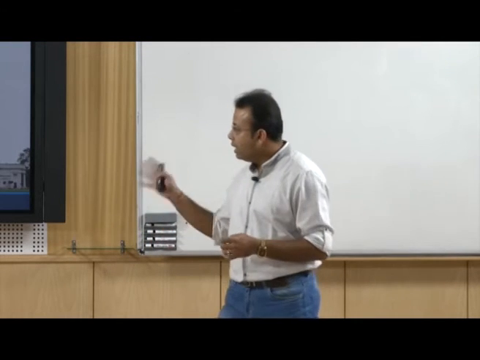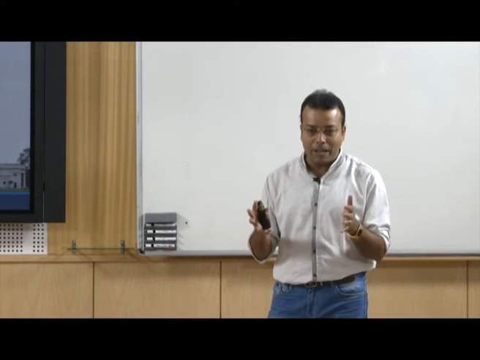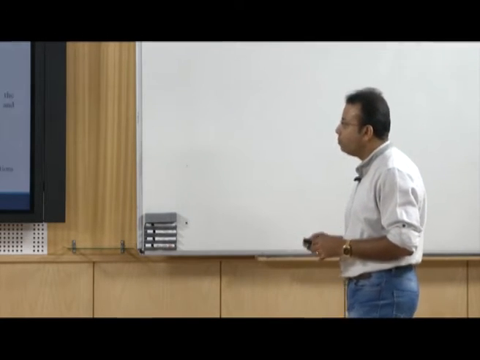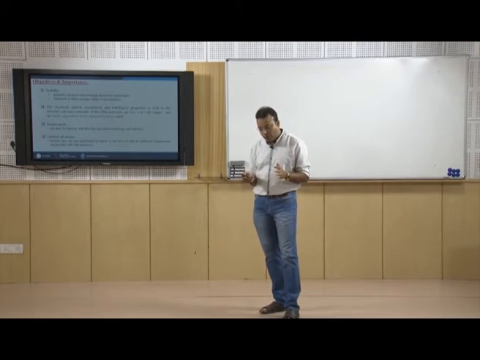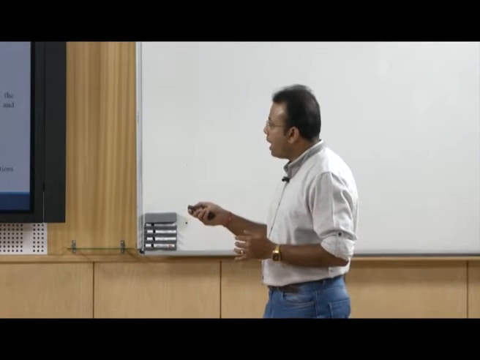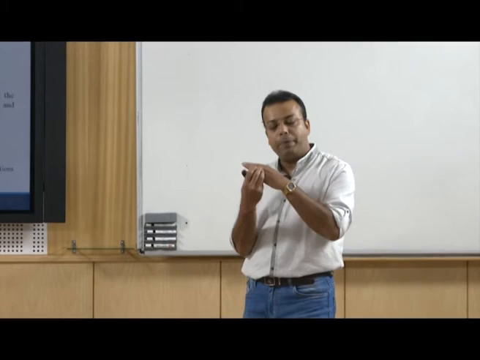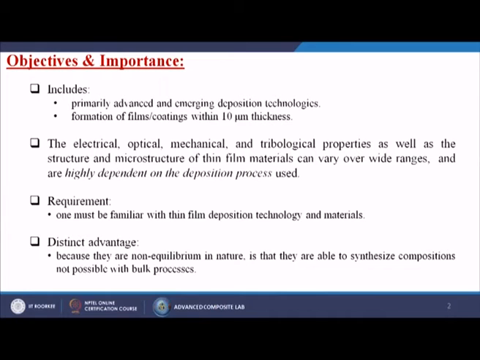Now, in this topic we are going to discuss several types of deposition techniques by which we can deposit materials onto the base metals or base materials. Before starting, we have to know the importance of this topic, why we do this kind of surface deposition. It primarily includes advanced and emerging deposition techniques, the formation of film coatings up to 10 micrometer thickness. So, here we deposit certain materials onto the outer surface of the metals, up to 10 micrometer.